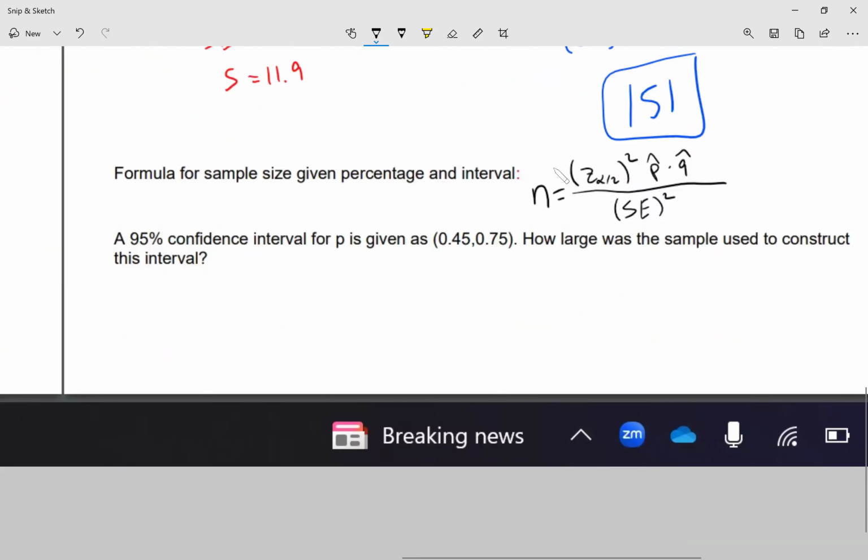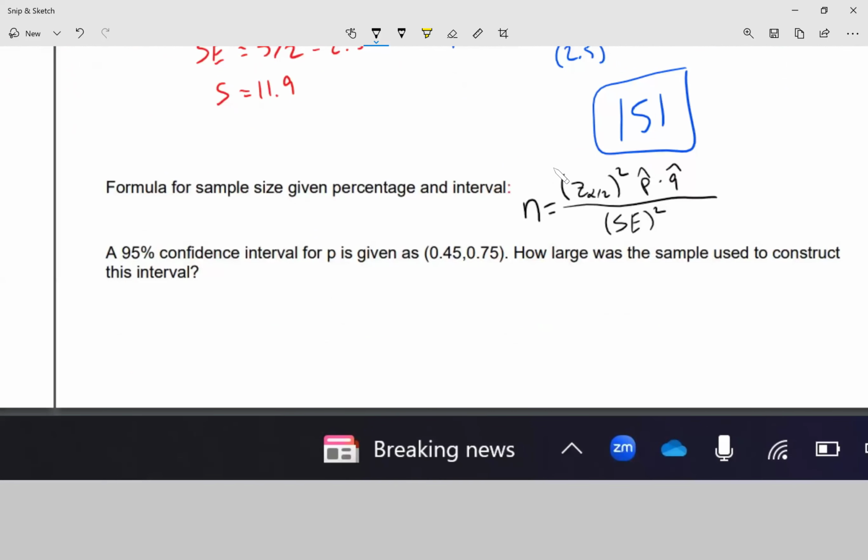Let's take a look at one example here, a 95% confidence interval. So 95% confidence interval, that gives me a C score. According to our table from last week, for the 95% confidence interval, the C score is 1.96. So the 95% confidence interval for P is given as, and then it gives us an interval. How large was the sample used to construct this interval?